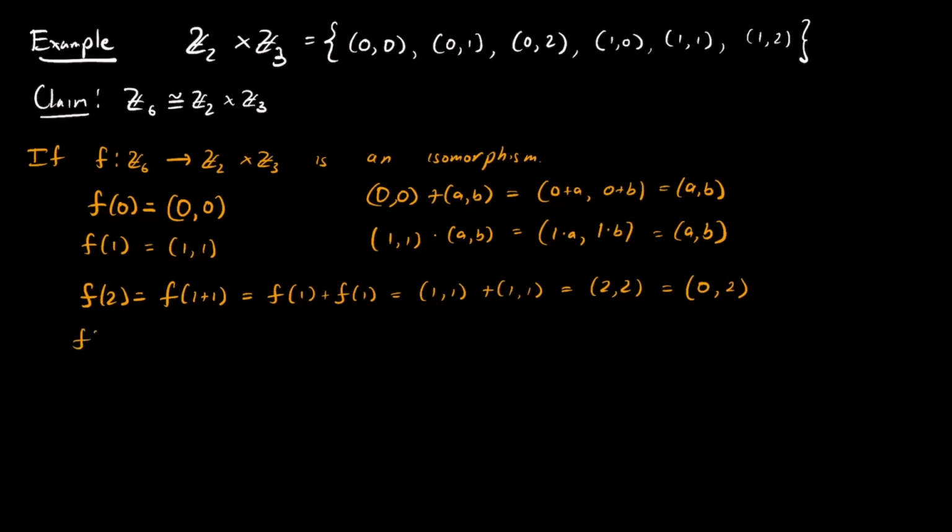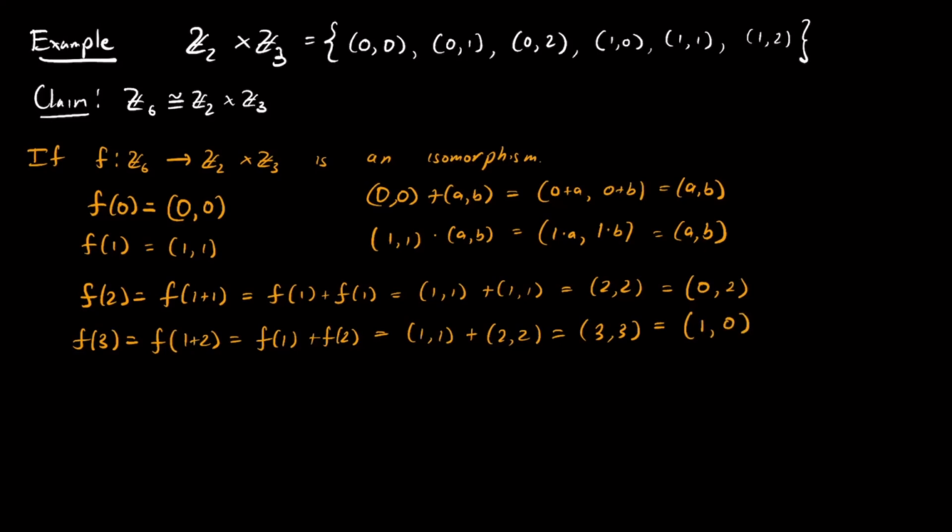What about f of 3? Well, this is f of 1 plus 2, so it's going to be f of 1 plus f of 2. And what is this going to be? This is going to be (1,1) plus (0,2), also known as (2,2). So I'm writing it as (2,2) for a reason. We see that this is (3,3). And what is (3,3)? Well, if I'm working in Z2 cross Z3, 3 mod 2 is 1, 3 mod 3 is 0. So I get (1,0).